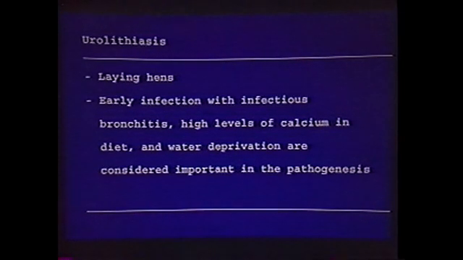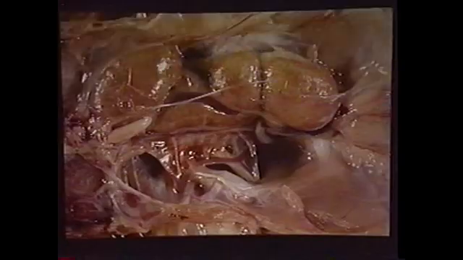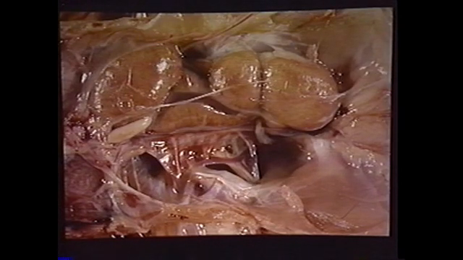Urolith is commonly seen in laying hens, occasionally seen in other birds, and that's what I saw. The previous case was in a broiler chicken, where they put 15% calcium by mistake. It's commonly thought that in laying chickens, infectious bronchitis virus, nephrotropic strain, high level of calcium in the diet, and water deprivation, such as after traveling for some distance, are predisposing factors or important in the pathogenesis of renal calculi.